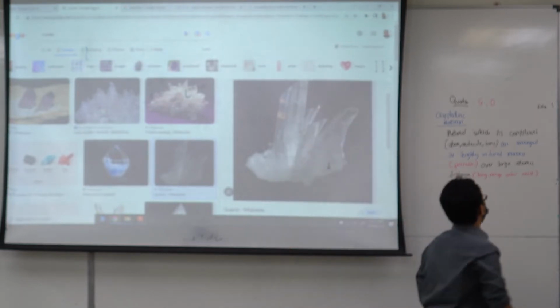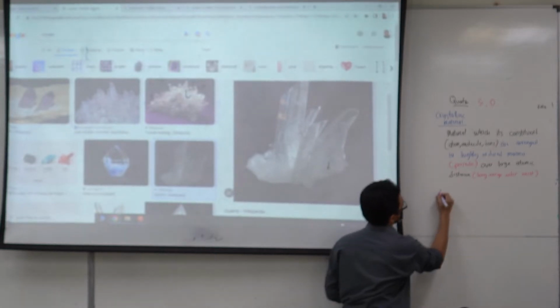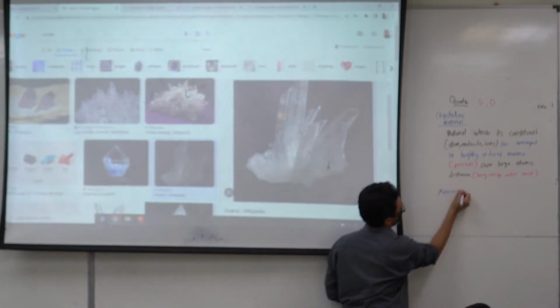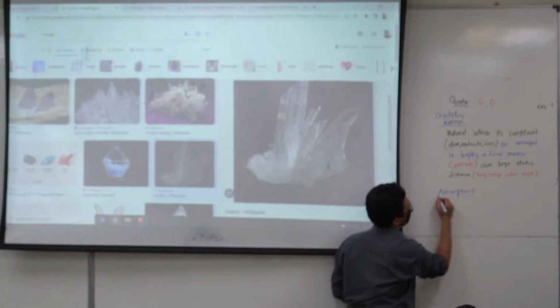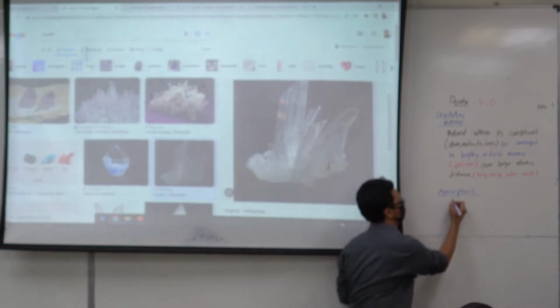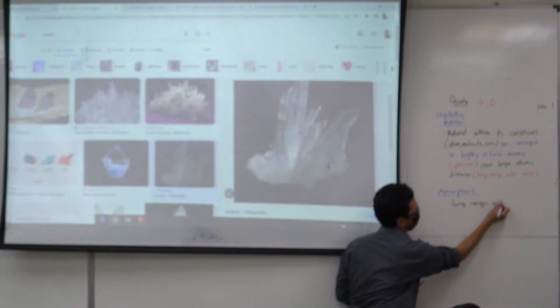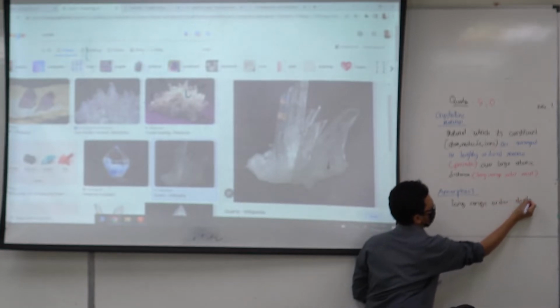The opposite of crystalline material, we call it amorphous. The opposite of this is amorphous material, where long range order does not exist.